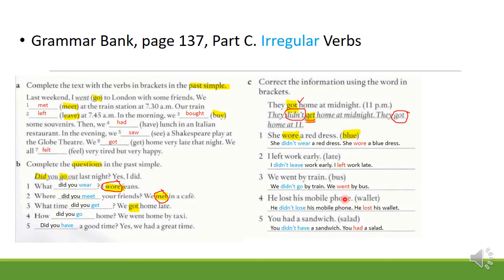Great. Please check carefully this part. Didn't and the verb in infinitive. Didn't, verb in infinitive. In the second part of the sentence, we will use the past form of the verbs.